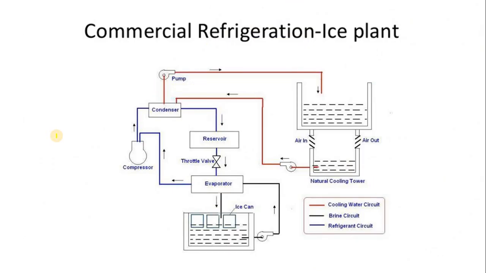Okay, so this is a commercial refrigeration ice plant. The basic component is the compressor. The vapor ammonia from the compressor enters the condenser. In the condenser, that vapor form of ammonia gets converted into liquid form. Further, that same liquid ammonia enters the expansion valve, that is the throttling valve, through the reservoir, where the pressure and temperature of the liquid refrigerant get reduced, and further that same refrigerant enters the evaporator. Okay, so this is the main ice can.